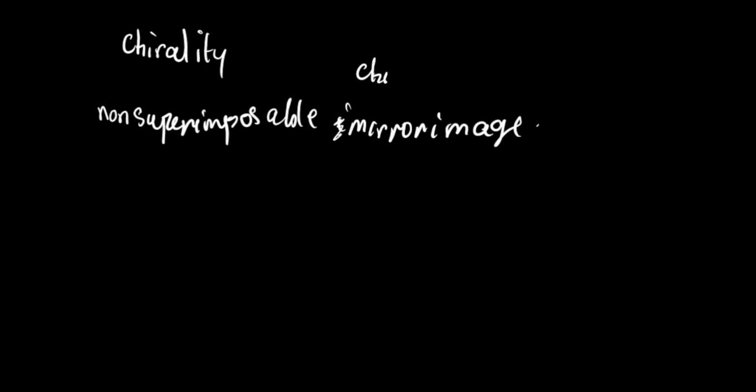Now, what exactly is chirality, and when is an object said to be chiral? Put very simply, a chiral object is an object which has a non-superimposable mirror image. A chiral object is an object that has a non-superimposable mirror image.